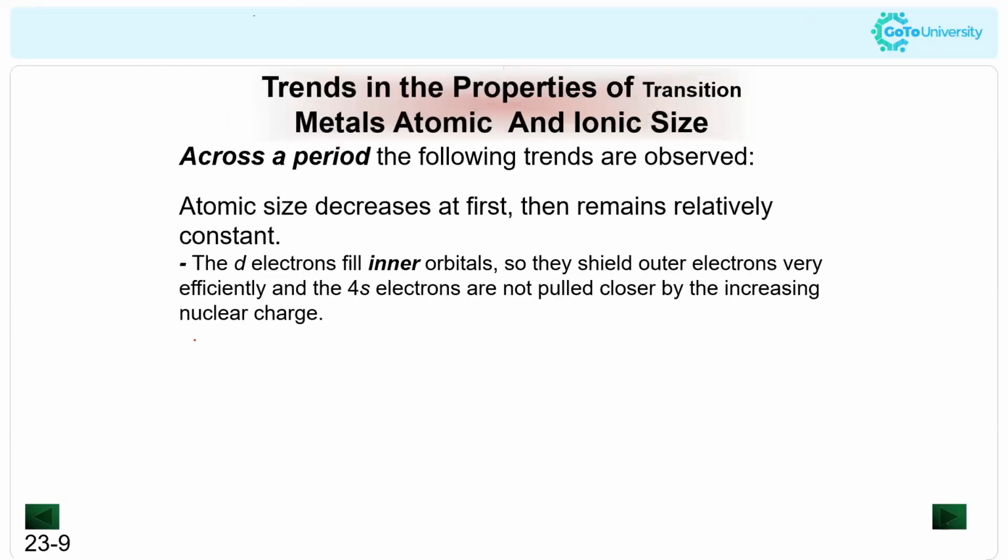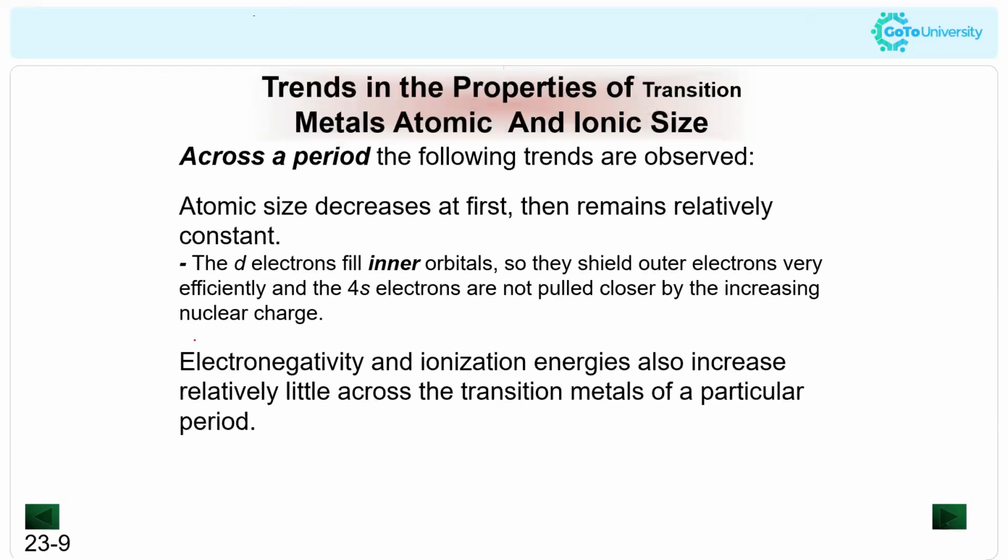So first we are moving to the atomic and ionic size. As we all know, down a group the atomic size increases, and across a period the atomic size decreases. The same case we can see in transition metals as well. Atomic size decreases at first, then remains relatively constant.